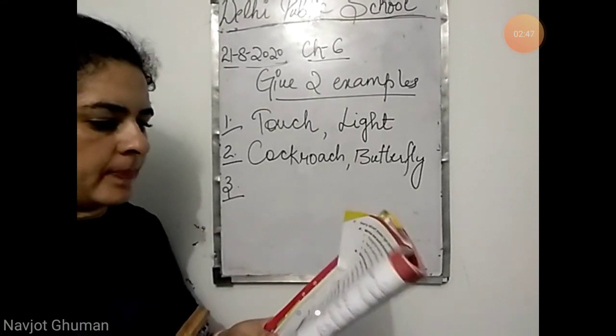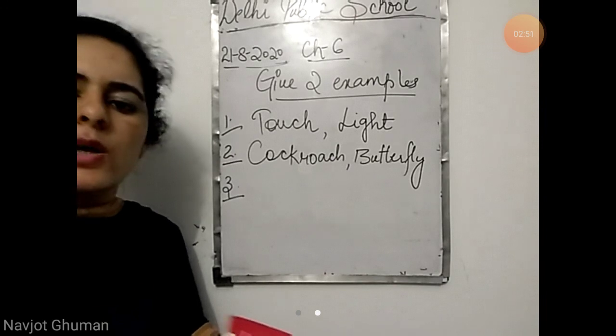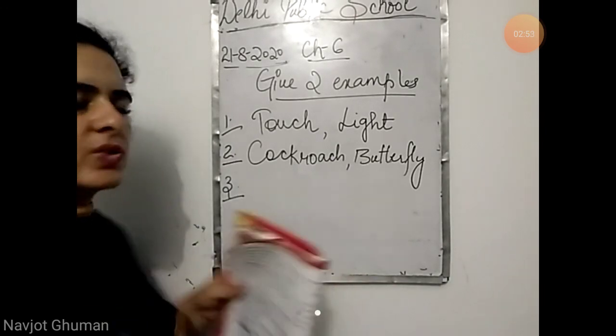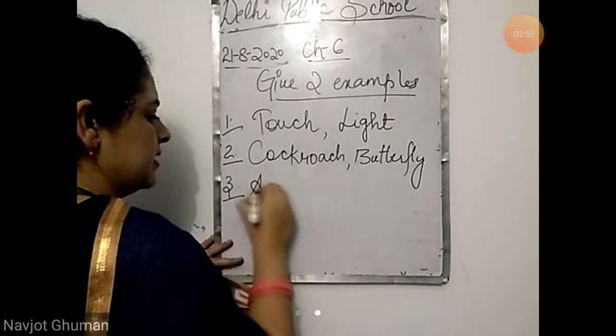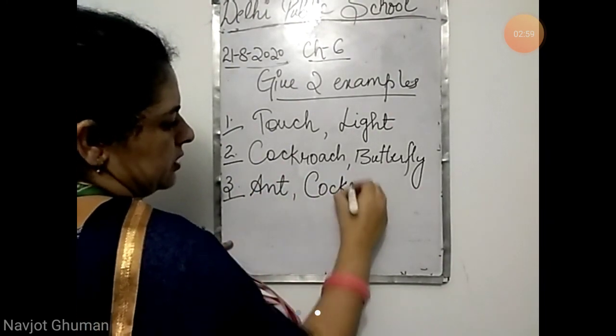Third one is animals that have antenna. Antenna are also present in insects. So write two examples of insects. Write ant. Second you can write cockroach.